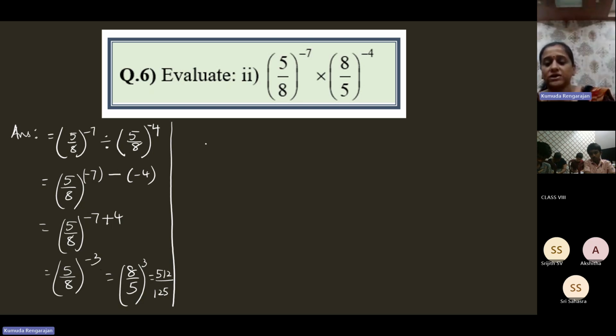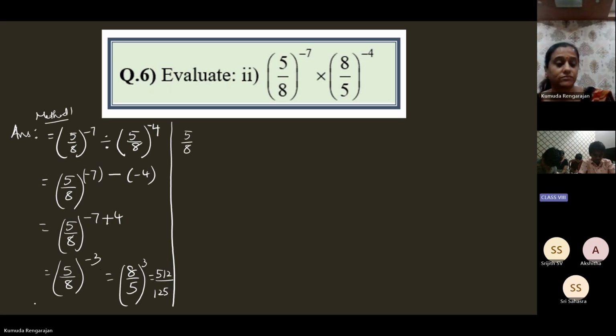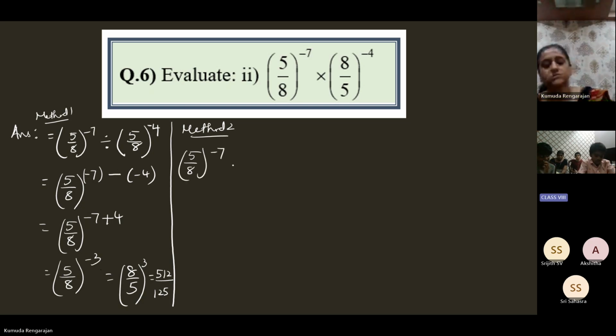Who wants to share another method? Avanish, yeah, tell me. 5 by 8 to the power minus 7 into 8 by 5 to the power minus 4.